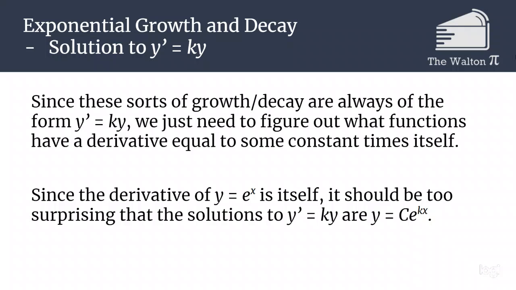So we just have to figure out a function whose derivative is equal to a constant times itself. e to the x, its derivative is equal to itself. So it shouldn't be too surprising that solutions to y prime equals k times y are just going to be a constant times e to the kx.